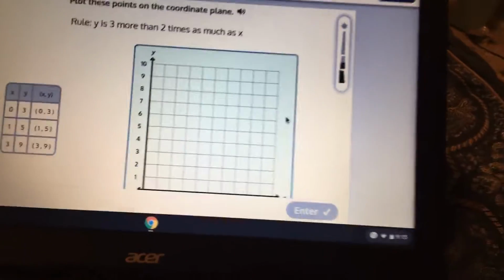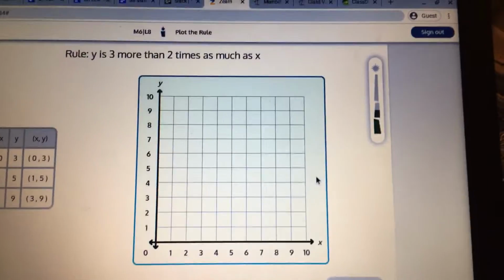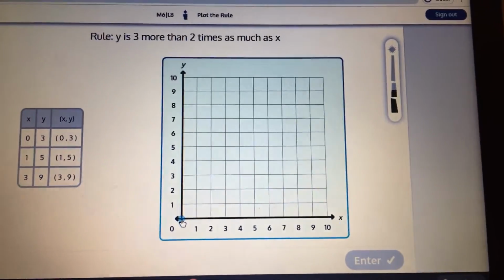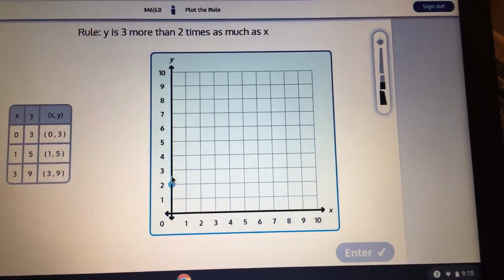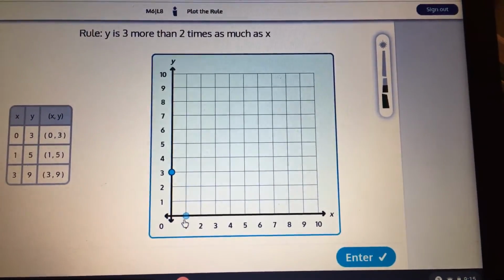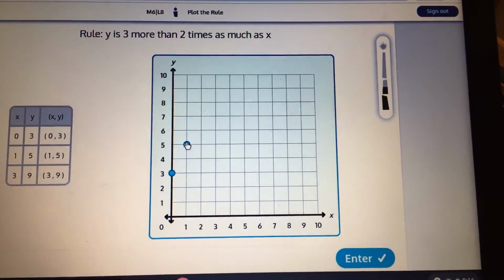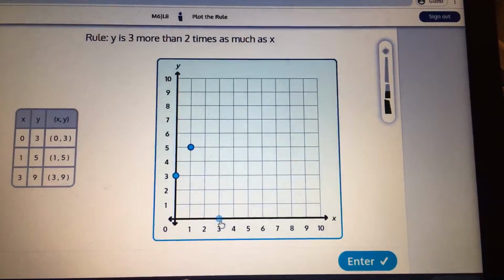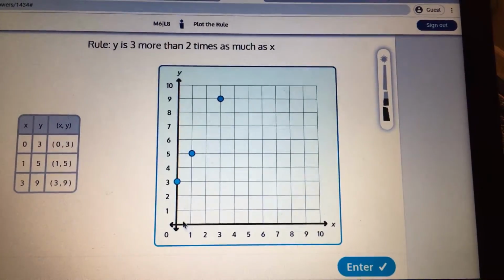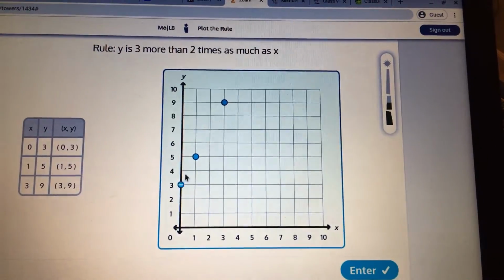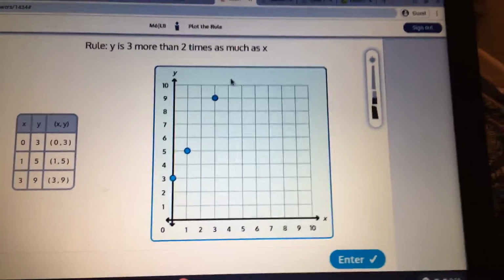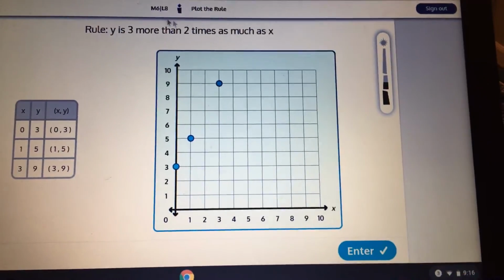All right, so now we're going to plot these numbers. So we're going to start with our x coordinate, which is here, 0, and then our y is 3. So we're going to plot here. And then we have 1, comma 5. So we're going to be here, 3, comma 9. Now what you'll notice is if we were to take a straight edge and draw a line straight through each of these points, they would fall on the same exact line because they all follow the same rule.